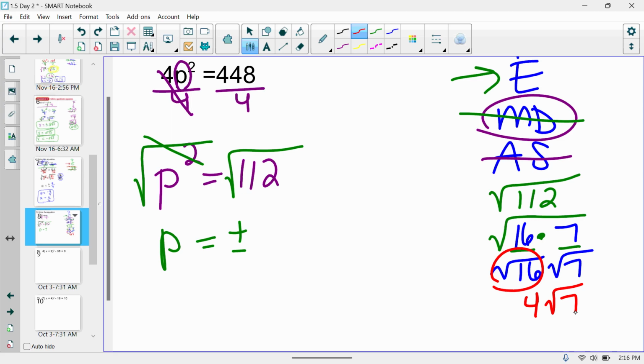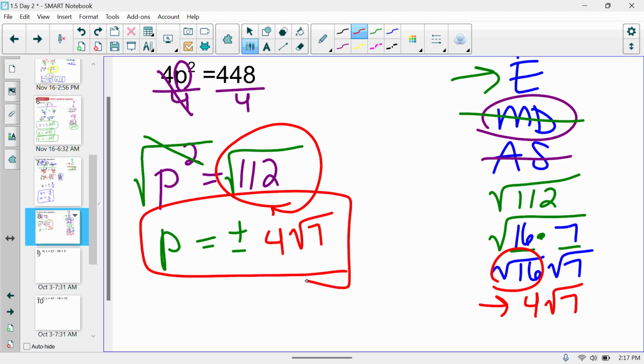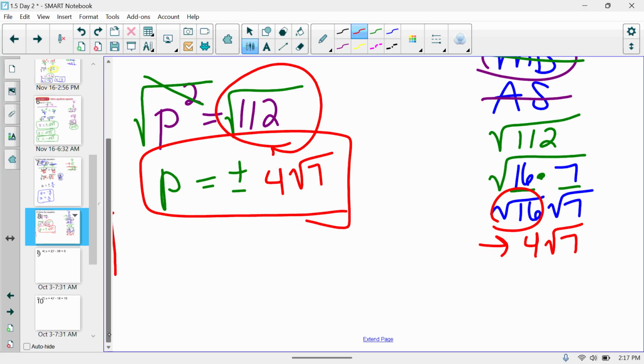Okay, so again, I do that off to the side because all we're trying to do is change this to be more simplified. And now we know that the more simplified version is 4 radical 7. So again, we don't give decimal answers at all. We write everything in what we call simplest radical form.